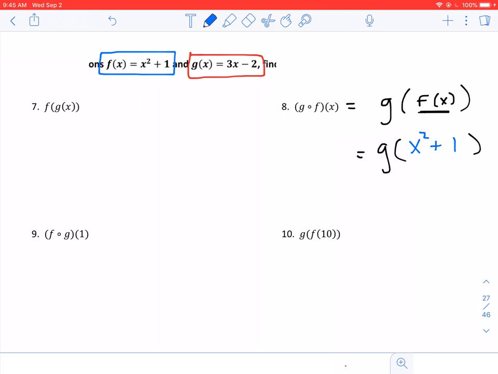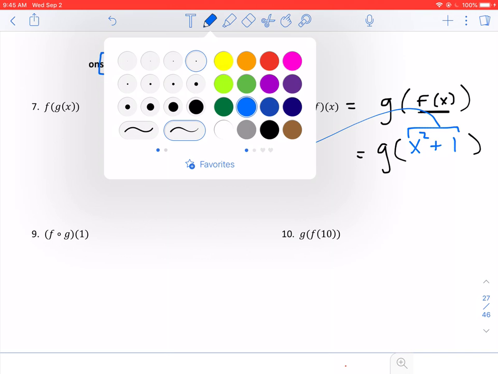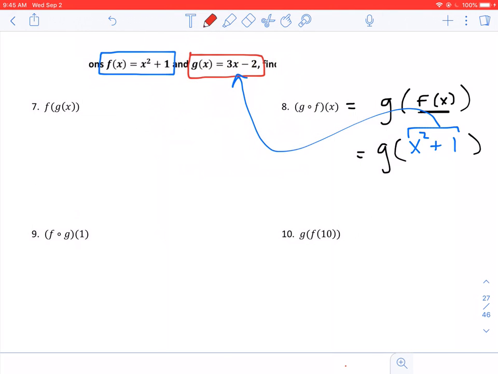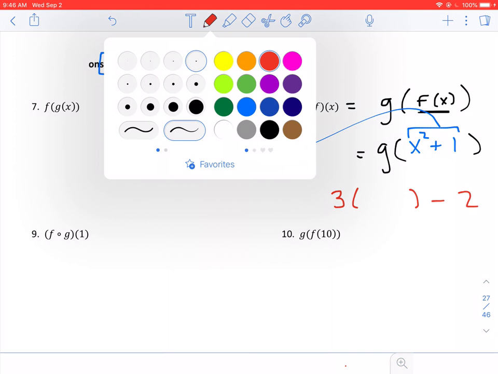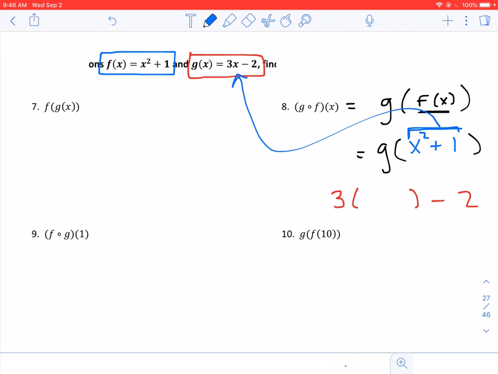Okay. So how do you find g of x squared plus 1? Well, to find g of anything, you take what's inside the parentheses and plug it into the g function. So that's going to be 3 times something minus 2 is how the function works. So 3 times something minus 2, where that something is whatever's in the parentheses. Remember, I'm taking this x squared plus 1, plugging it into x here to get this. 3 times x squared plus 1 minus 2.